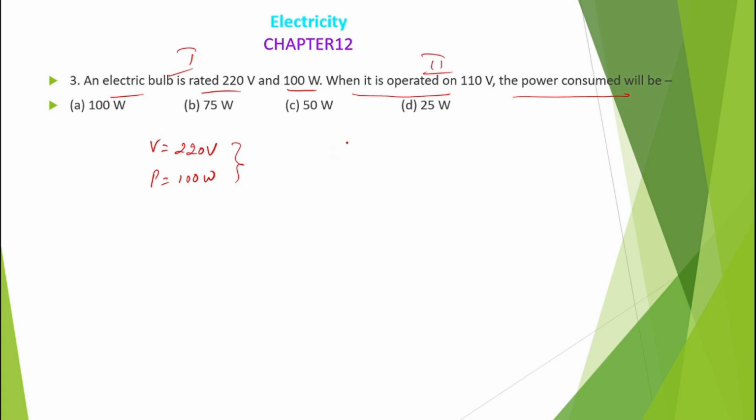Okay. So what we have to calculate? Power consumed in the second part. Power consumed at 110 volt we have to calculate. So that is P is equal to V square by R. So this is power consumed at 110 volt.